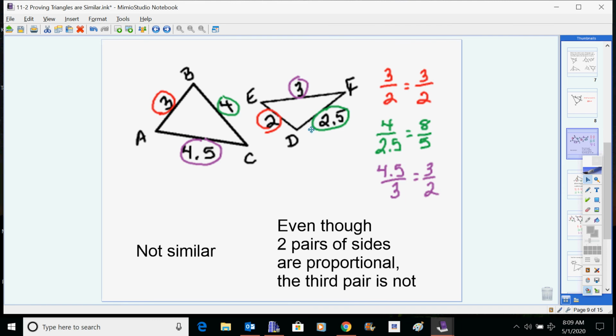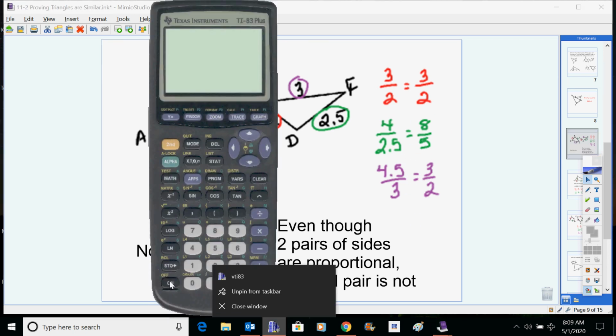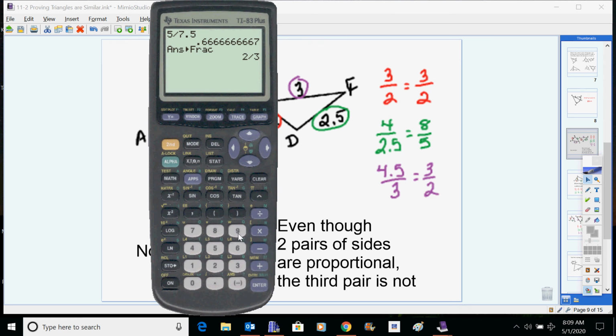That leaves just one other number. This one is the middle number in each one: 4 over 2.5. When we change that one into a fraction, I take 8 divided by 5, or I take 4 divided by 2.5, and then you turn that into a fraction.